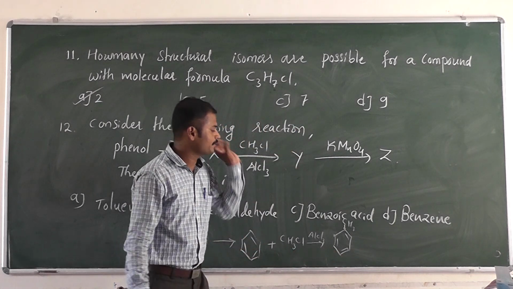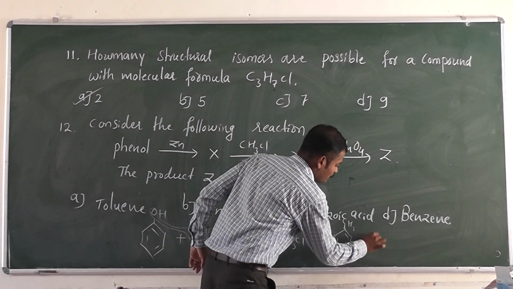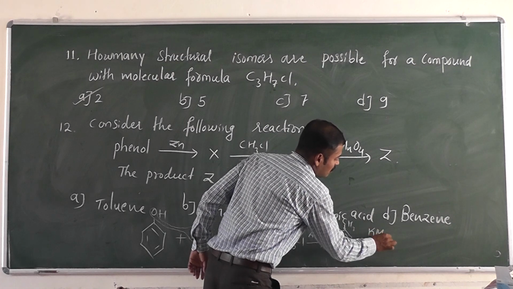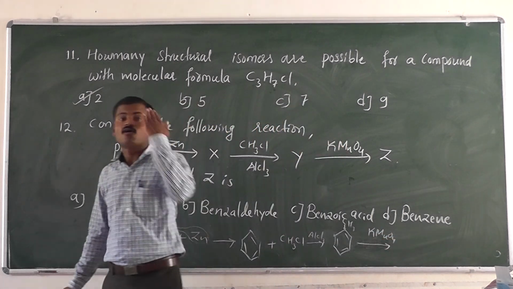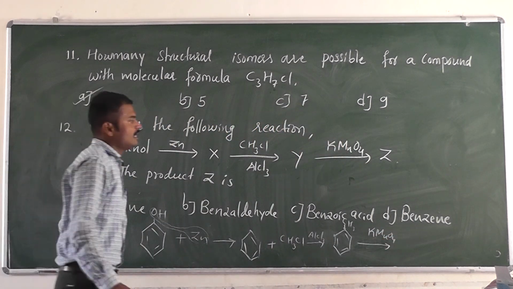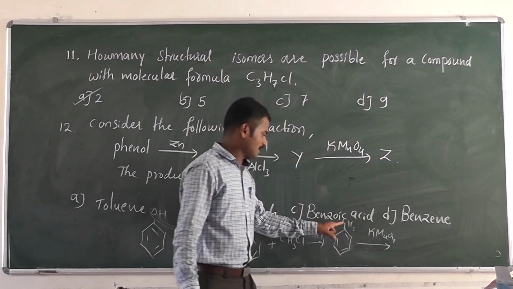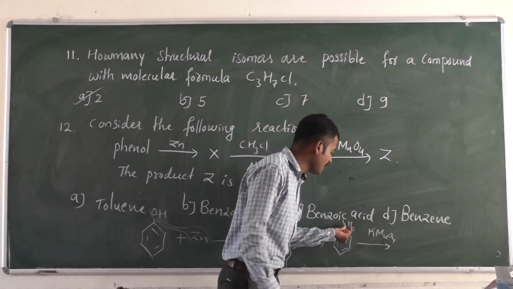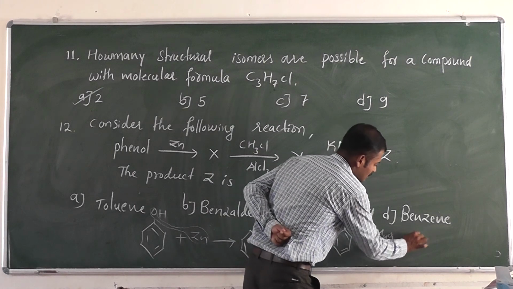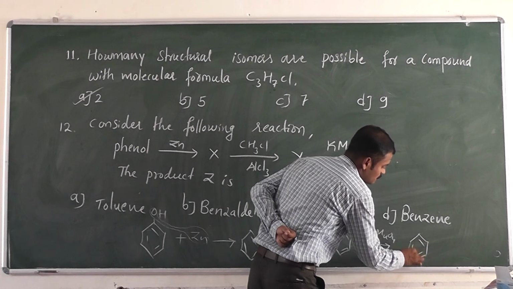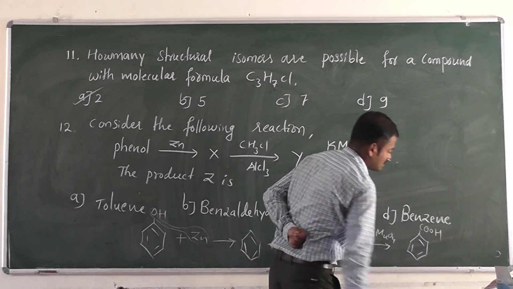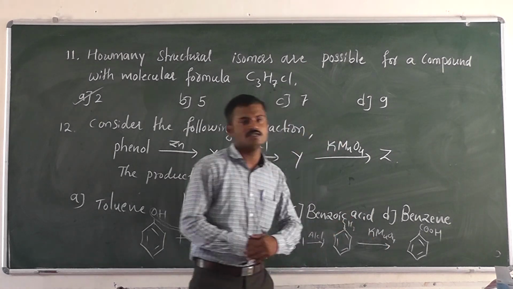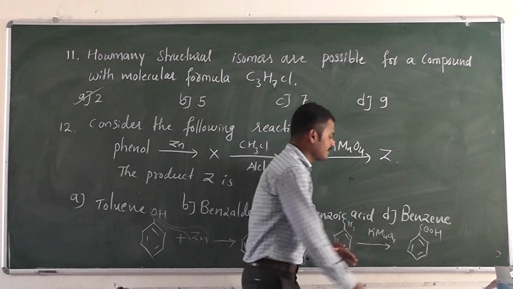This is Y. Then when this reacts with potassium permanganate, KMnO4 is a good oxidizing agent. So what happens here? There is a formation of oxygen that reacts with this methyl group. So oxygens will add here. So there is a formation of what? There is formation of benzoic acid, COOH. That H combines with the oxygen to form water. So finally we are getting benzoic acid.